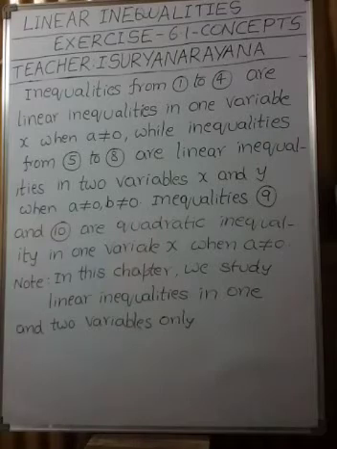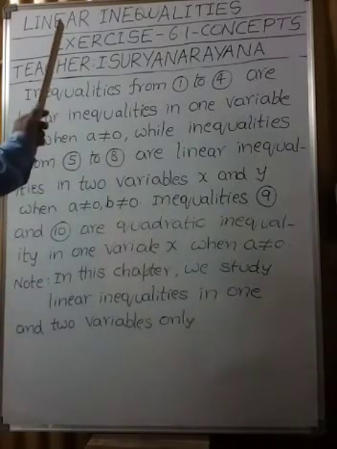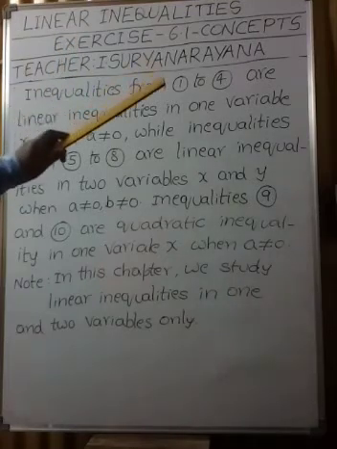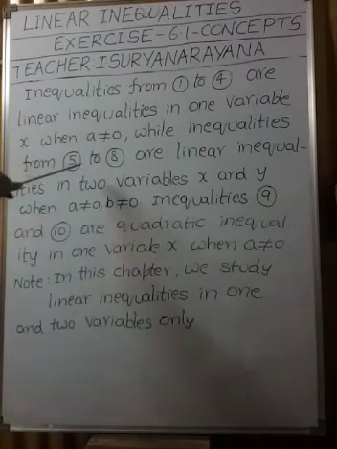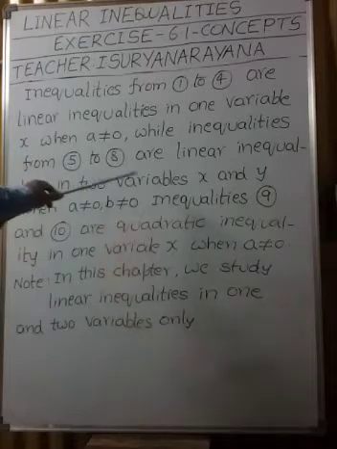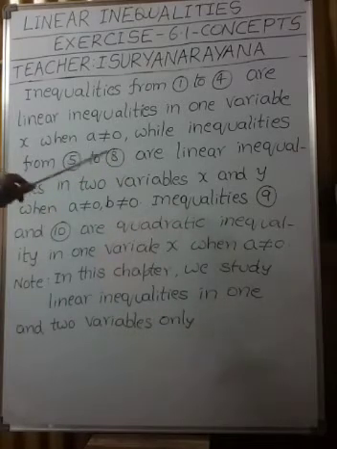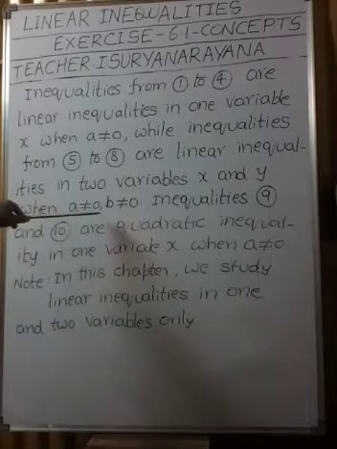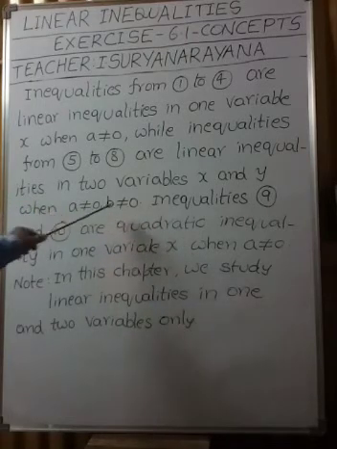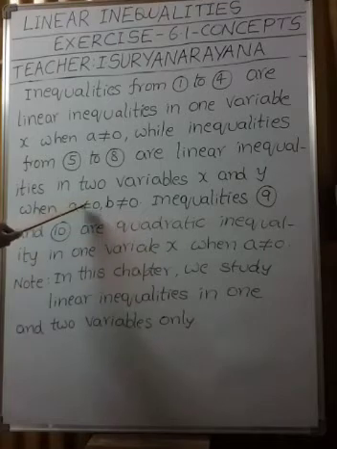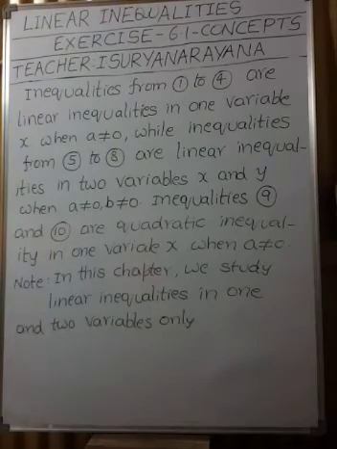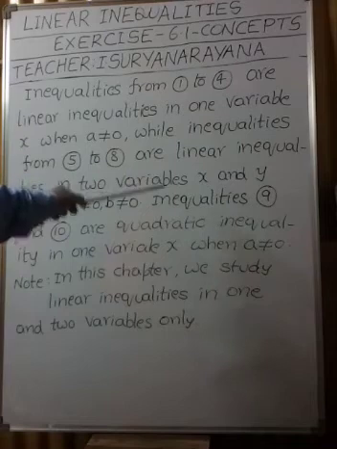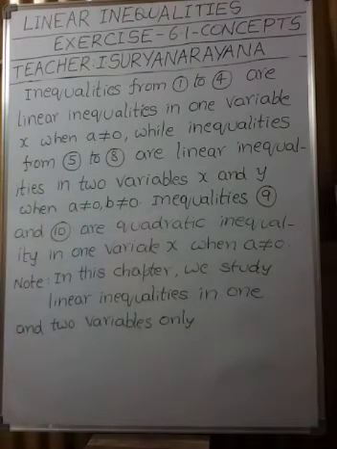If you observe the inequalities from 5th to 8th, the exponent of x is 1 and the exponent of y is also 1. So they are said to be linear inequalities in two variables because two variables are there, namely x and y. When a is not equal to 0 and b is not equal to 0, the coefficient of x should not be equal to 0 and the coefficient of y also should not be equal to 0. In that case, the inequalities from 5th to 8th are linear inequalities in two variables. Understood this point, my children?